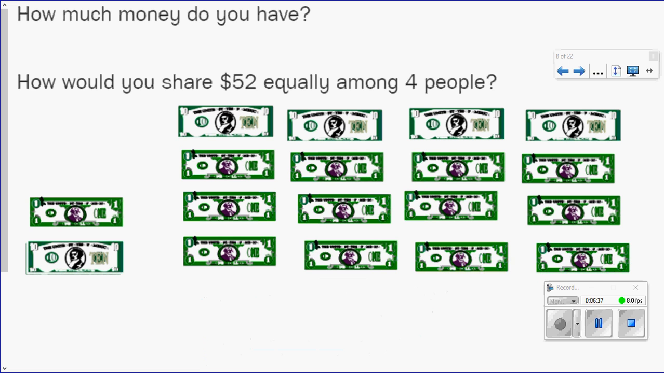And that worked out really good for us. So each person then would get $13. So then that tells me that 52 divided by 4 would equal 13. Okay?